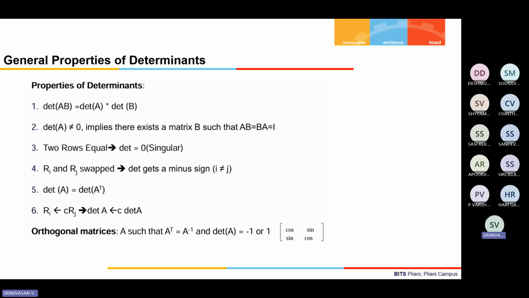Clear? And you will find that for such an orthogonal matrix, the determinant value is either +1 or -1, which you can verify.